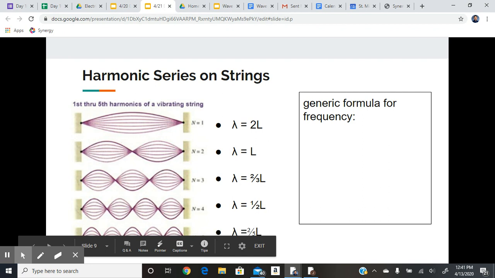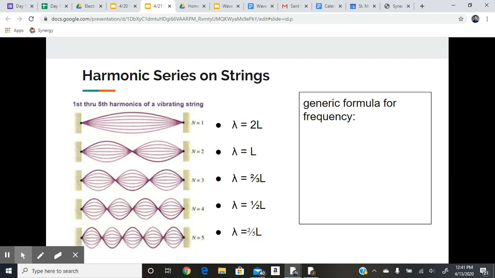So it's just going to be 2 over 1, 2 over 2, 2 over 3, and then 2 over 4. Think back to basic fractions. 2 over 4 just turns into 1/2. And then you have 2 over 5. And you could keep going with this to figure out each individual wavelength. So the wavelength for the sixth harmonic would end up being 2 over 6 or 1/3 L.